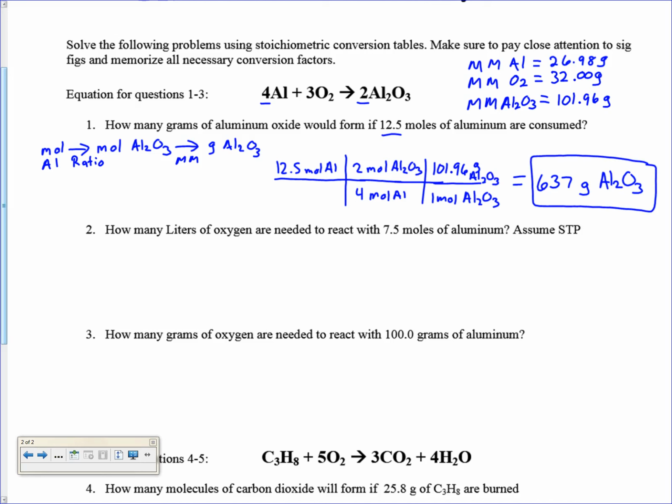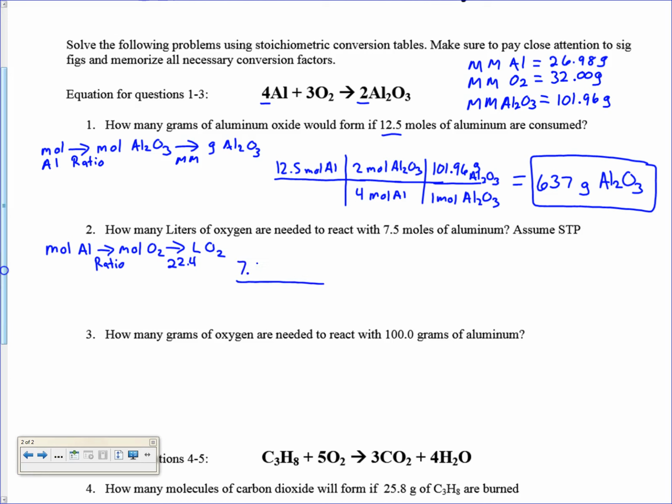All right, for problem number 2, we're going to do something similar. This time we're given moles of aluminum, and it's asking us how many liters of oxygen are going to be produced. So we start with moles of Al, and then we want to get to moles of O2, and then we want to get to liters of O2. All right, moles to moles, that's a ratio, is the conversion factor. Moles to liters, assuming STP, 22.4 is our conversion factor, 22.4 liters in 1 mole. So then we go through and we write it out.